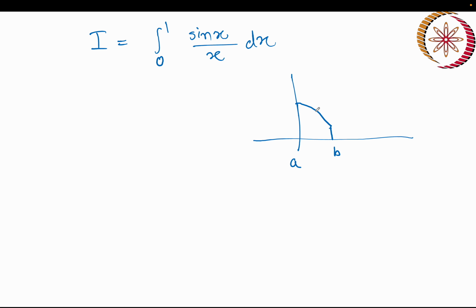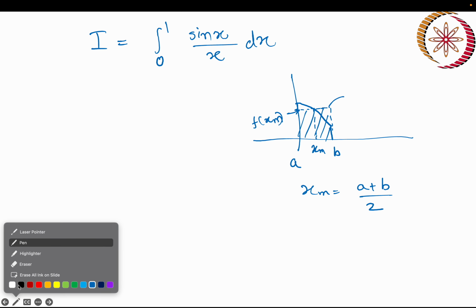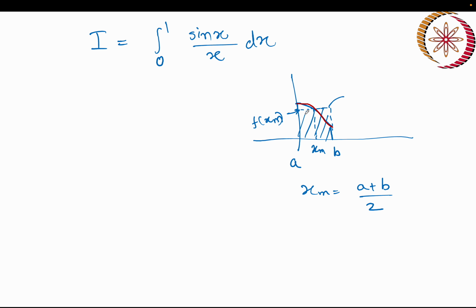So what we can do is we can approximate this function to be uniform by this value. So this value that we are assuming is nothing but f at xm, and to get the area under this curve, we will approximate it as the area under this actual curve. So this area, the red area, we will approximate by the blue one. So anyway, there exists an error, but that's fine.